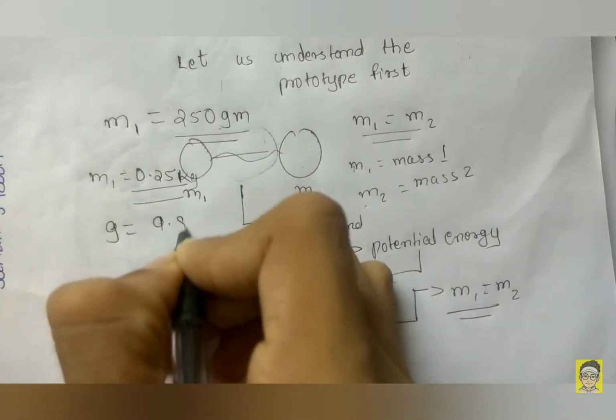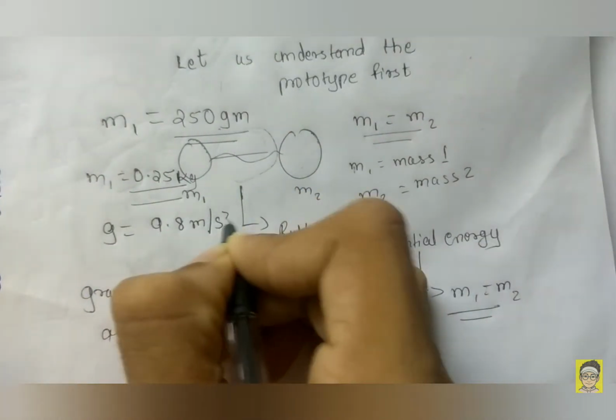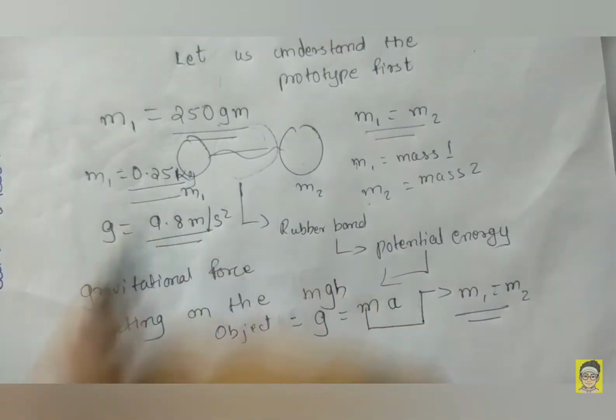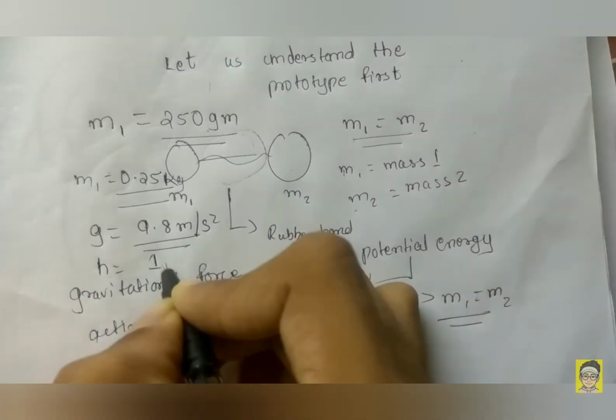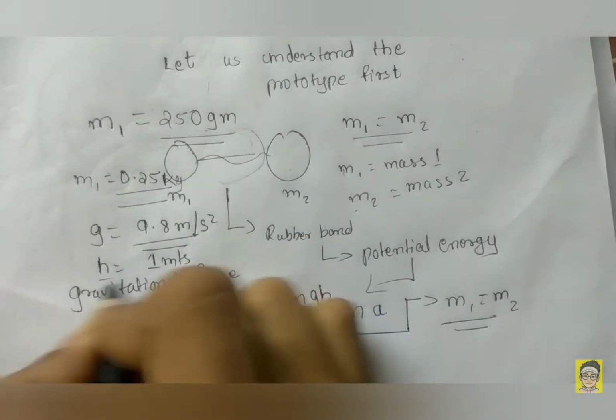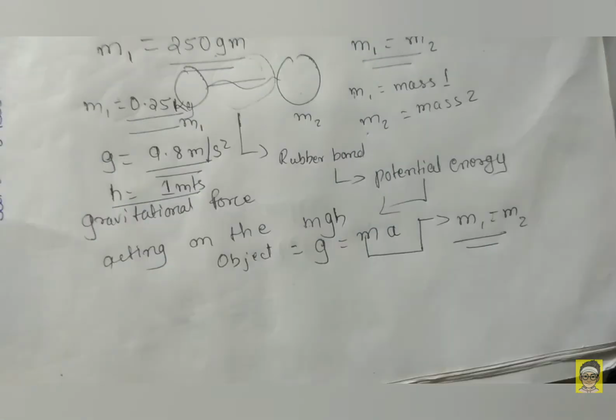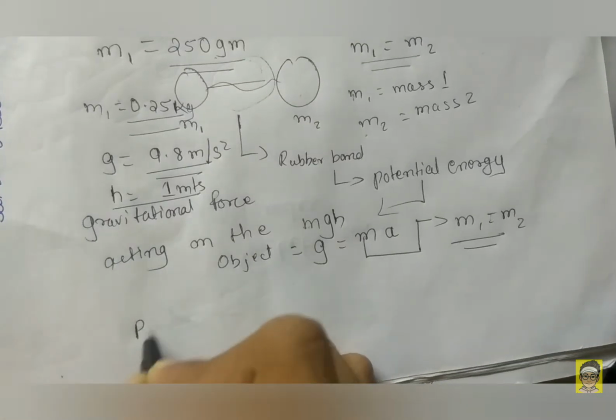Later I'm going to consider the acceleration due to gravity as 9.8 meter per second square. And for instance, I have taken height as 1 meter. As I have shown you in the video, I have taken height as 1 meter. Now it's time to simplify all the values.